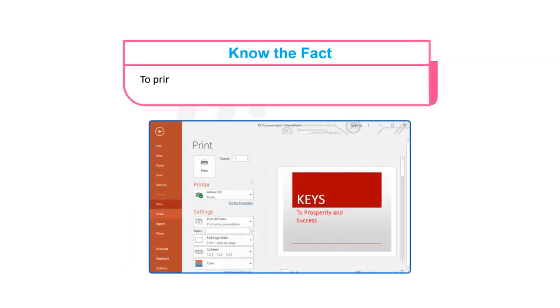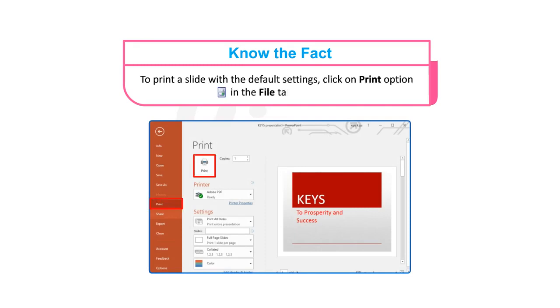Students, note the fact that to print a slide with the default settings, click on the Print option in the File tab menu. Okay students, let us take a recap of this chapter.